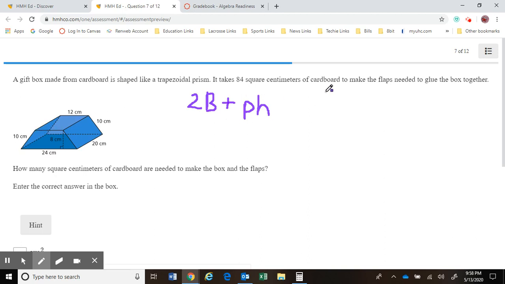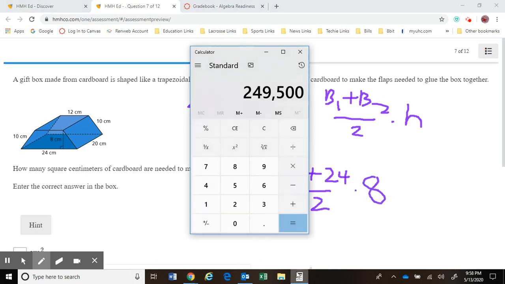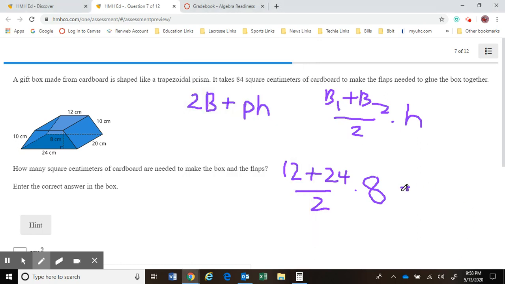So I know that to find the area of the trapezoid, I've got to go base 1 plus base 2, divided by 2, multiplied times the height. So the top of my trapezoid is 12. The bottom of my trapezoid is 24, so it's twice as big. I'm going to divide that by 2 and multiply it times the height of my trapezoid, which is 8. 12 plus 24, divide that by 2, that's 18. And I'm going to multiply that times 8. So I've got 144 is the area of my base, and I just need to simply multiply that times 2. So I've got 2 times 144, okay, for the first part.